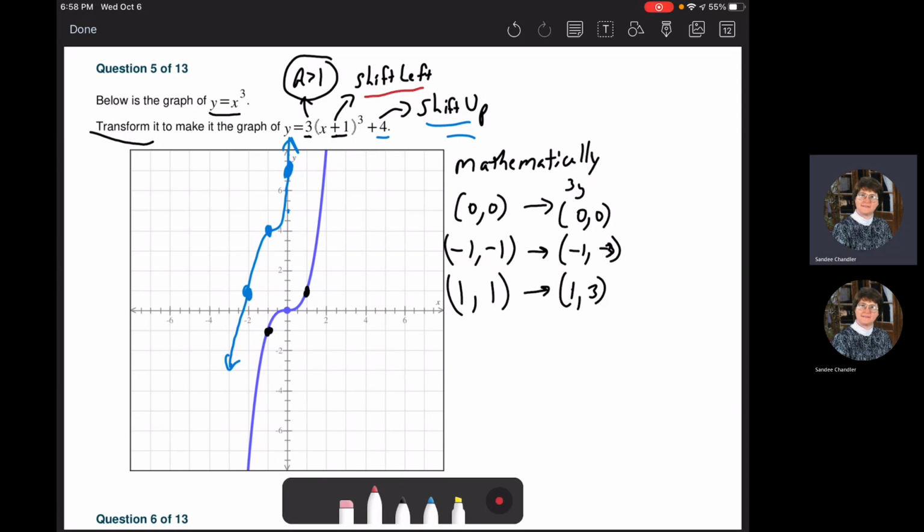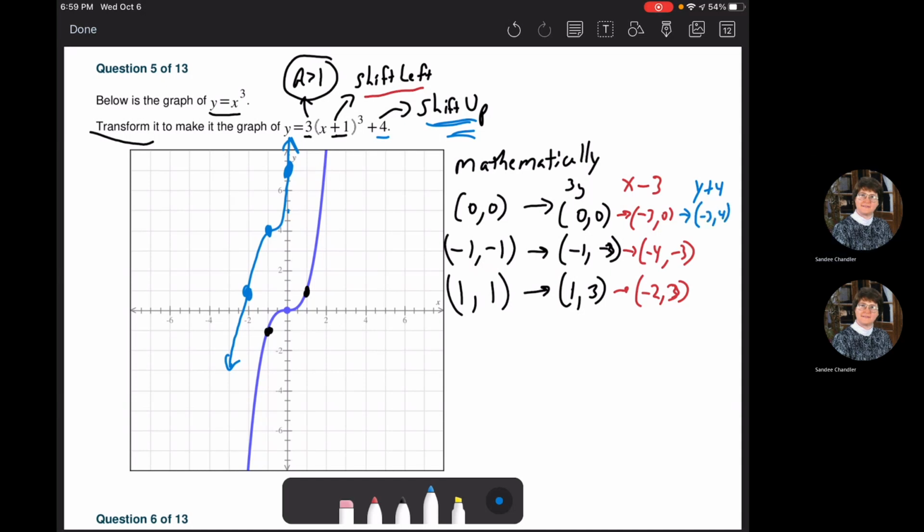All right, then we shifted left. So that's x minus 3. So that gives us -3, 0. -3, -4... I'm sorry, that's not a 0. Good catch, y'all. I know you saw that. -3. And -2, 3. And the next piece was our shift up, so that's y plus 4. So that gave us -3, 4. That's not what I have over there, is it? That gave us... Yeah, it is. No, it's not. What the heck?